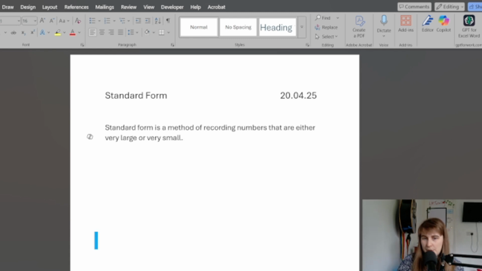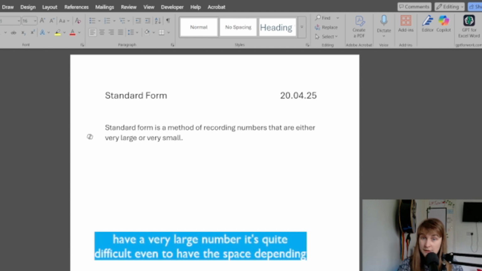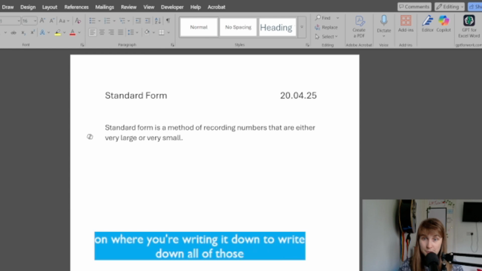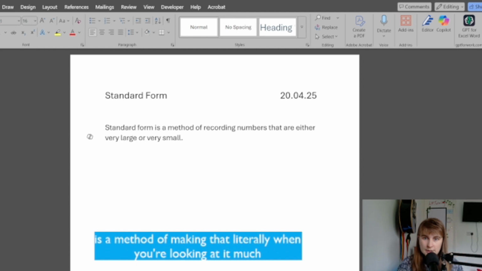So inevitably, when we have extremely large numbers or we have extremely small numbers, we end up having a lot of zeros that are not significant figures and are therefore quite difficult to read. Sometimes when you have a very large number, it's quite difficult even to have the space, depending on where you're writing it down, to write down all of those zeros. So standard form is a method of making that, literally when you're looking at it, much shorter, so that it's easier to record, essentially.